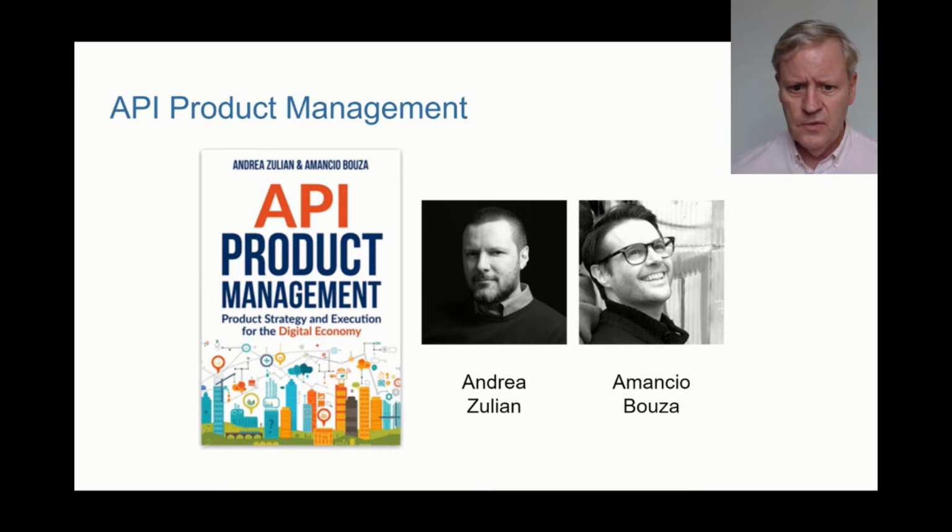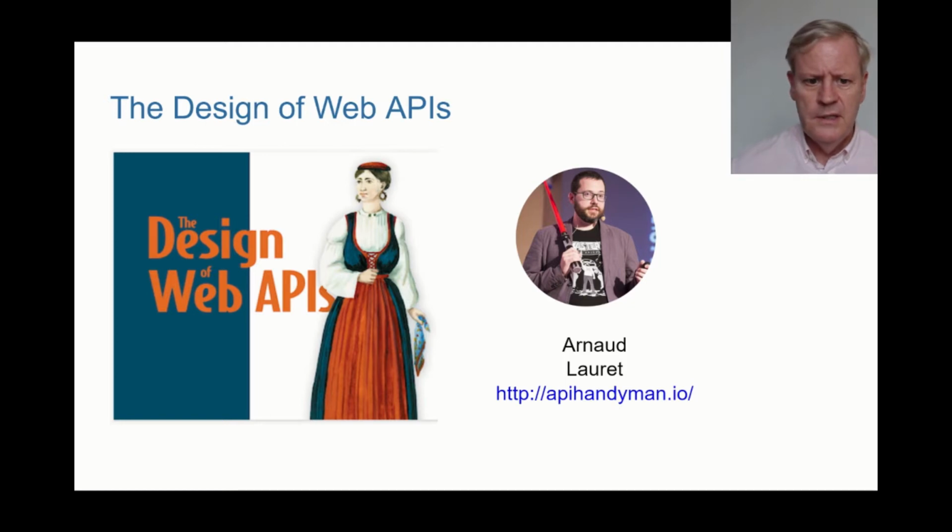So some of the inspirations for this session: this book, API Product Management by Andrea Zulian and Amancio Buza. It's very good at the API strategy level, figuring out what value an API will provide to a user of that API, and how you come to that conclusion and how you develop that from there. Another one is The Design of Web APIs by Arnaud Leray. Arnaud does a really good job of translating design thinking principles into APIs. So particularly the thinking of Donald Norman, the author of The Design of Everyday Things.